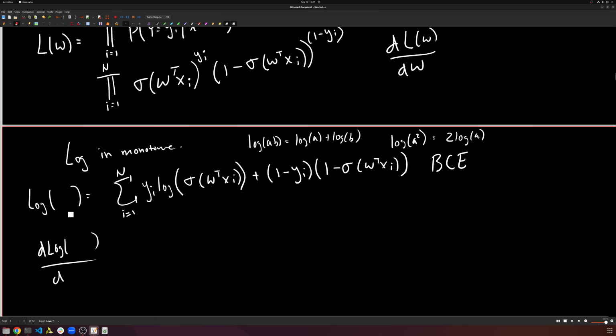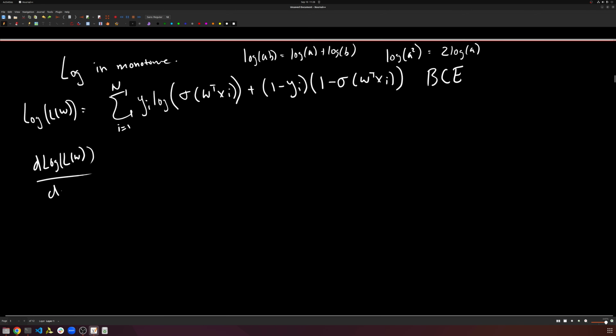I just used theta, but I want to keep the notation as consistent as I can, just so it's clear. There we go. dL dW, and then we're going to do dW with respect to W. So no big deal. Well, how do we take this derivative?